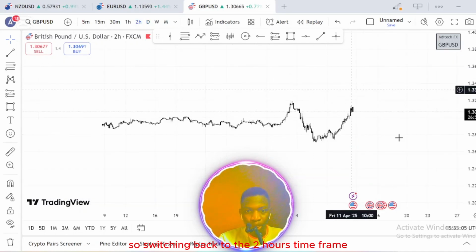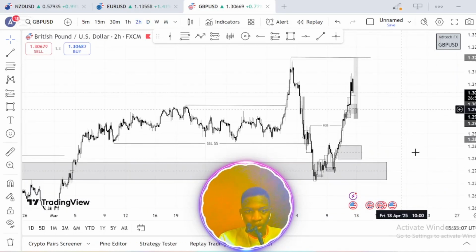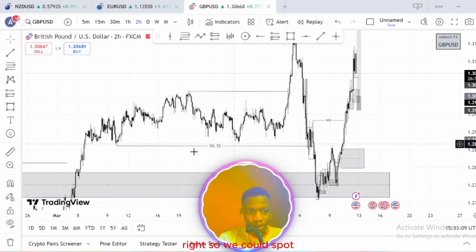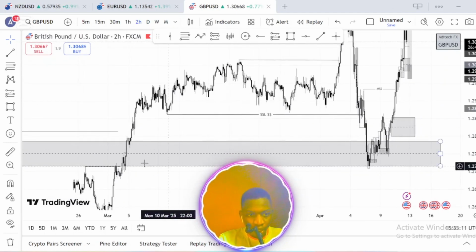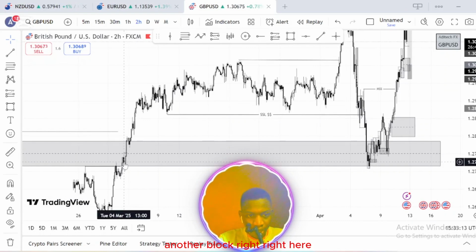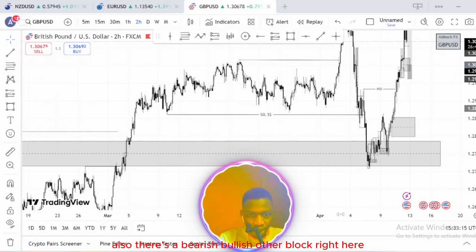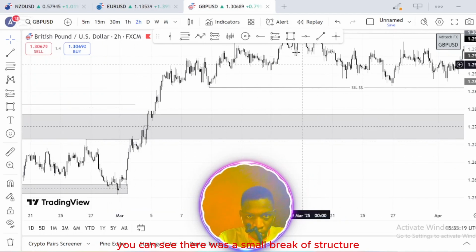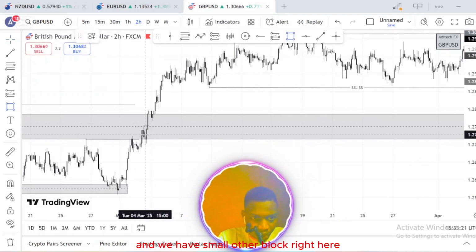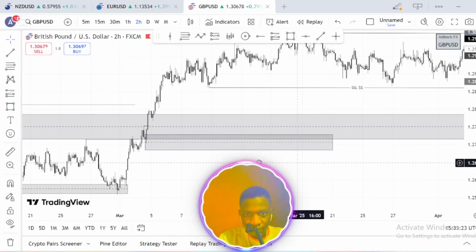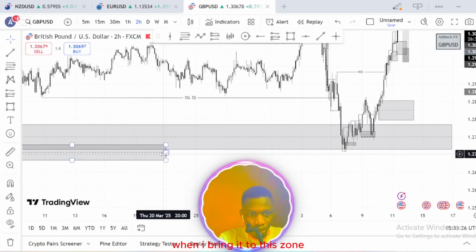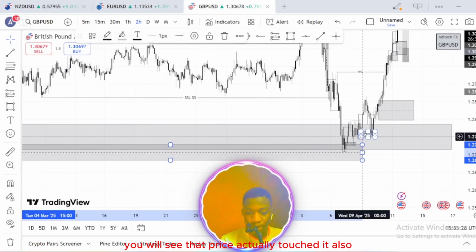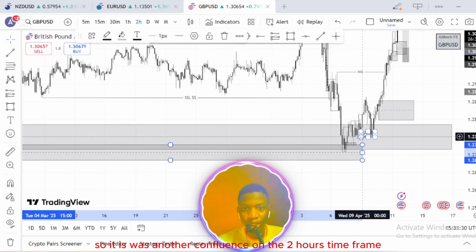So switching back to the 2 hours time frame, we could spot another block right here also. There is a bullish order block right here. You can see there was a small break of structure and we have more order block right here. So we bring it to this zone, you will see that price actually touched it also. So there's another confluence on the 2 hours time frame.